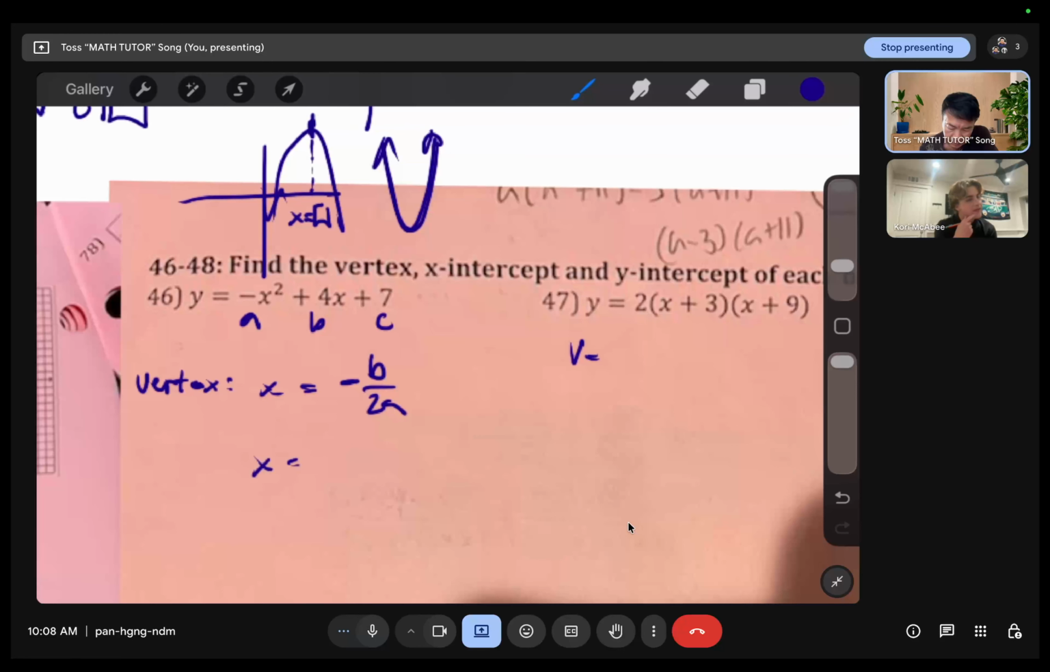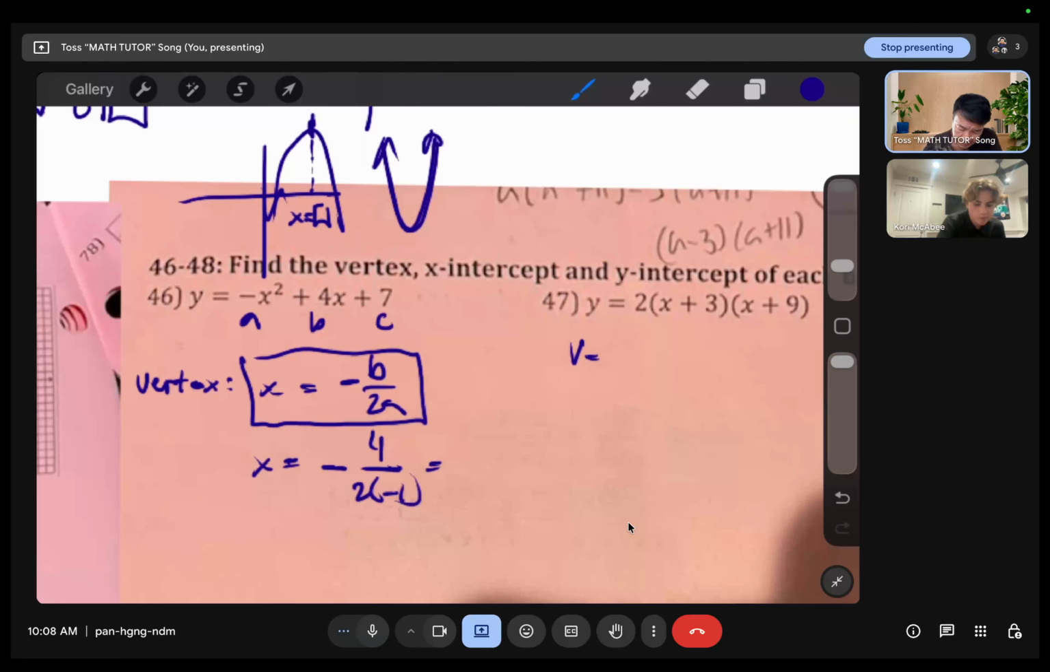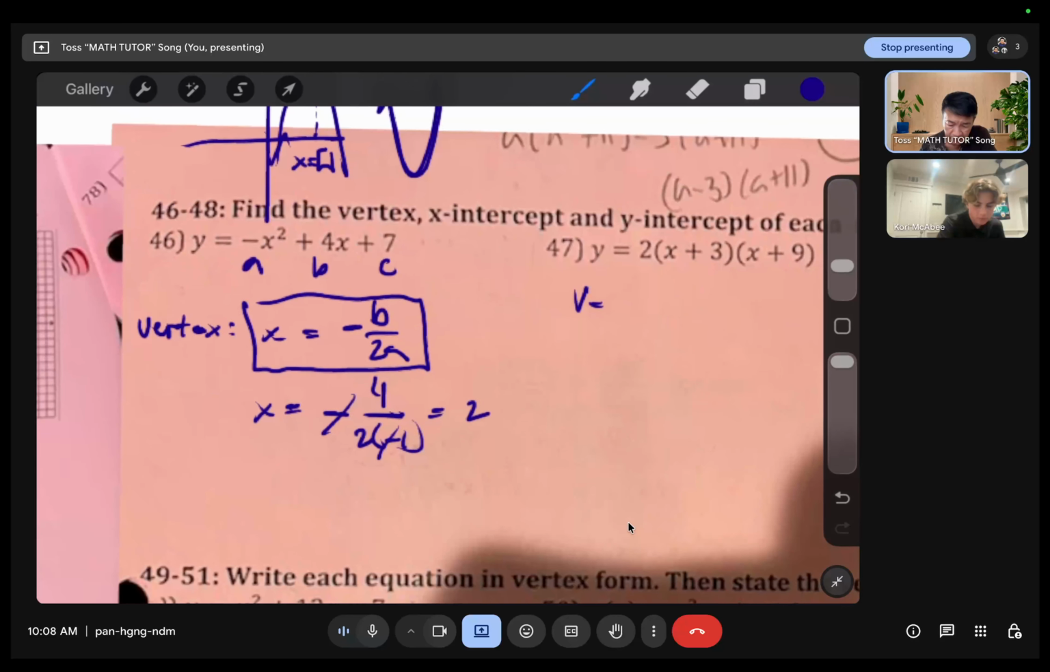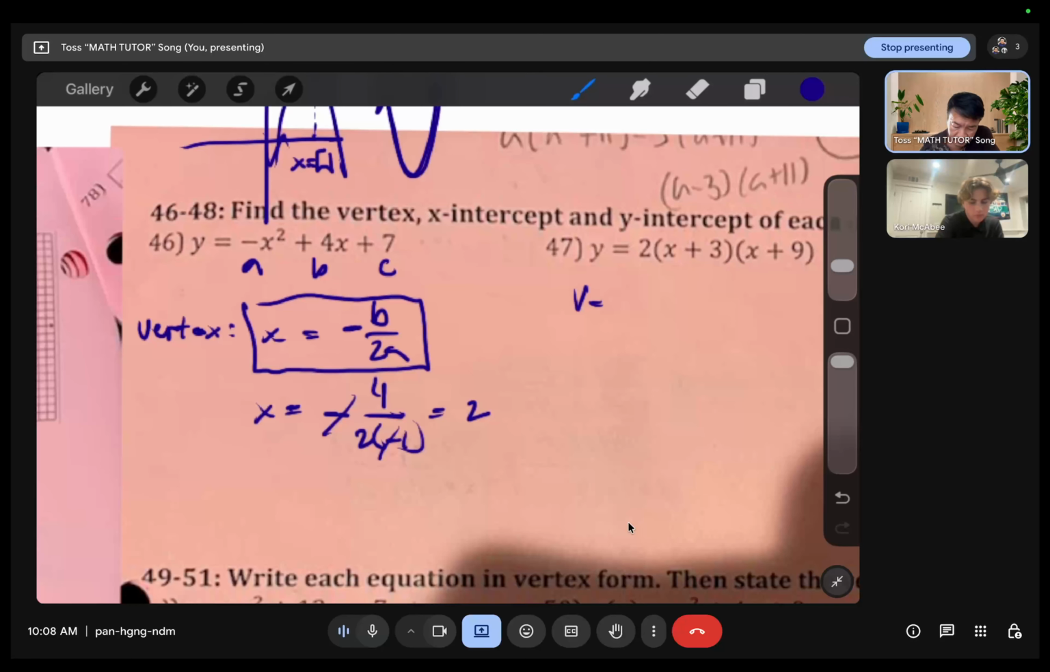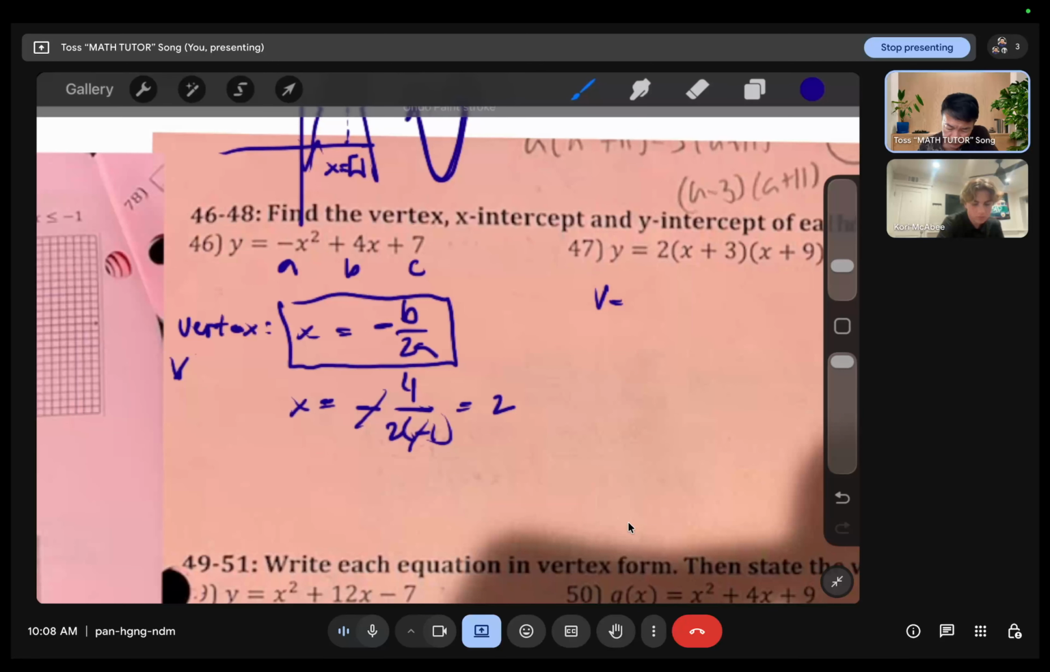So let's do it. So here we go. You're using this as the X to get your X coordinate. So it will be a negative, the B, negative for the whole fraction. B will be 4, 2 times A. A is negative 1. I hope you're okay with that being a negative 1. And then just compute. You get negative become positive. So it's really 4 divided by 2, which is 2. So X equals 2. If you want to write the vertex, you can do V 2 comma something. So the vertex is V 2 comma something.